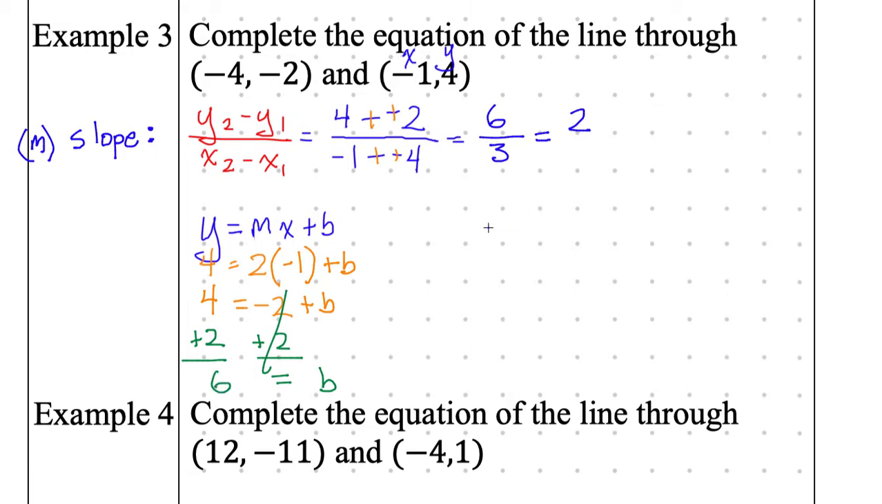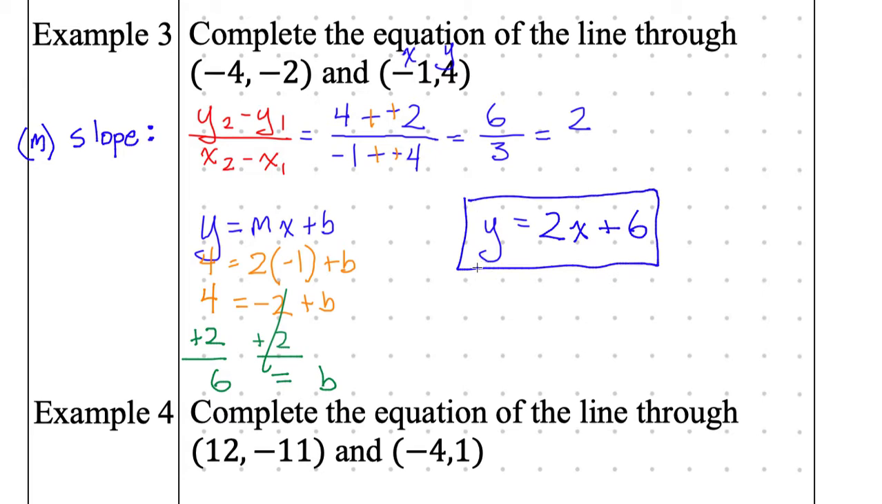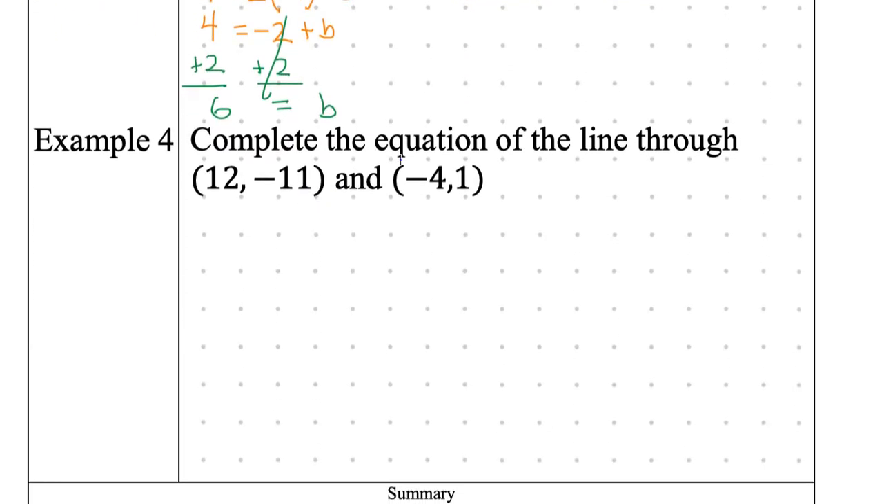Again, my y equals mx plus b form is y equals, I know what my slope is, my m I found up here is 2x, and then I know what my b is, plus b, well b is 6, so plus 6, and I have my final equation. So on example number 4, try it out for yourself, pause the video now.